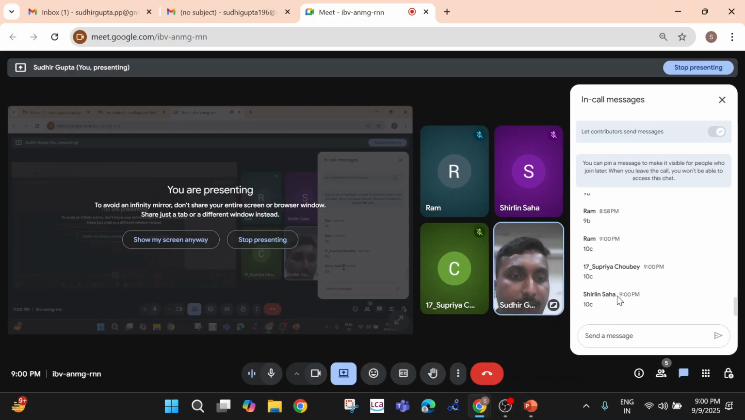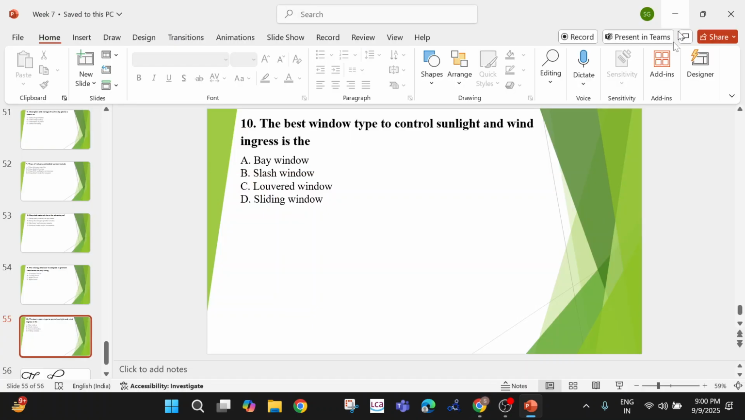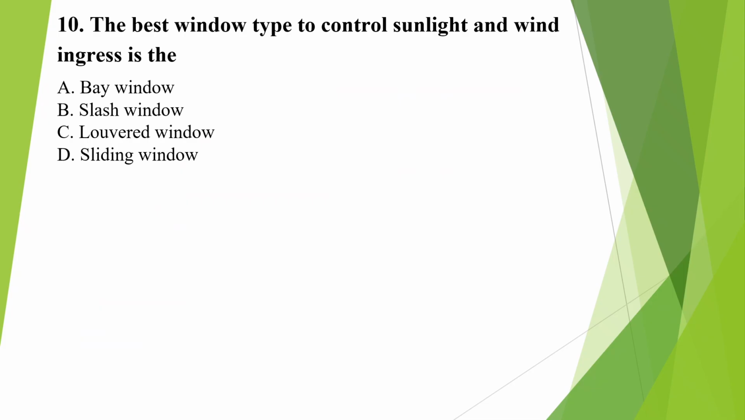Okay, so I got several answers for this question. 10 C. Supriya is also knowing the answer. Ram and Celine are also knowing the answers. All of them have answered it correctly. It's good to see that all of you have understood the concept, and these levered windows provide adjustable controls, as I have already told you.